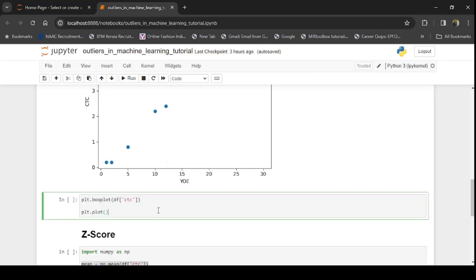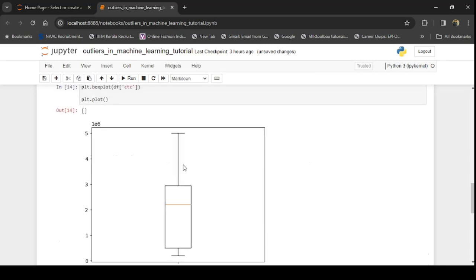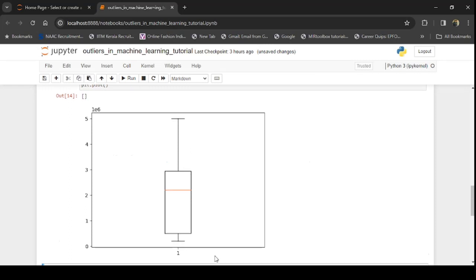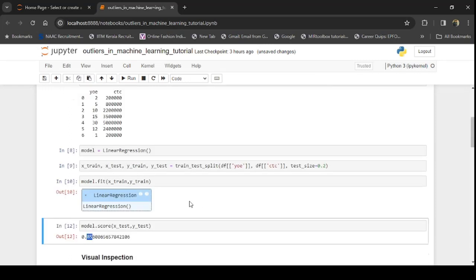Let's plot the box plot with the help of the CTC column. Even here, you cannot see any points above your upper bound or below your lower bound, which indicates that there is no outlier as such. As there are no outliers, our model is performing decently. 85% of the time, our model will predict the CTC of a person accurately.